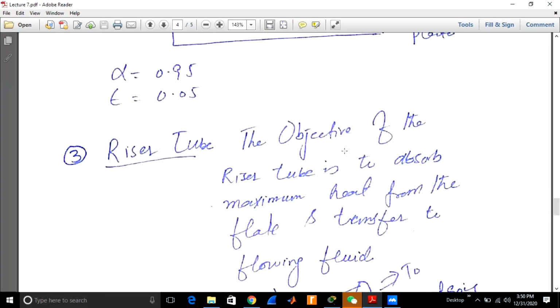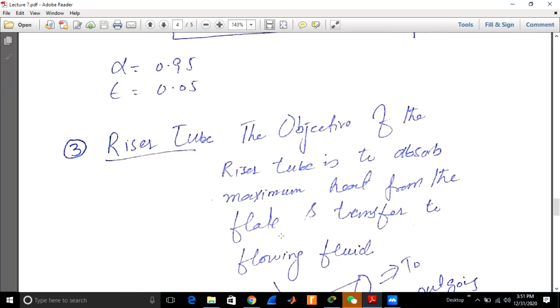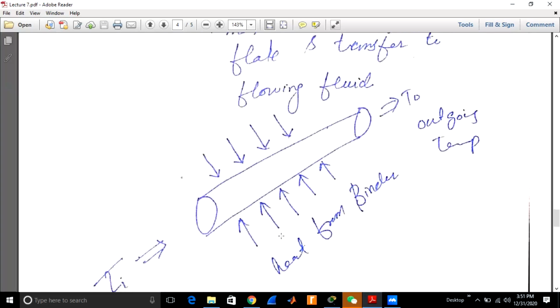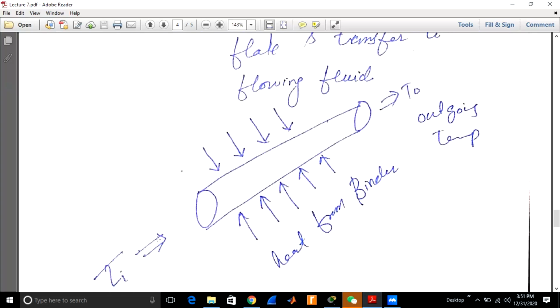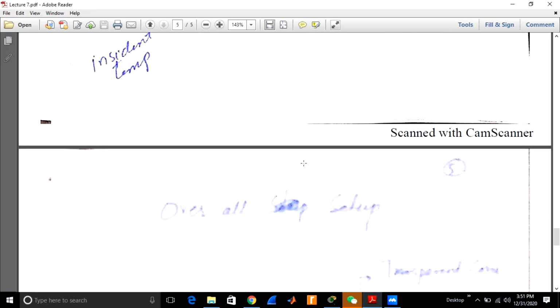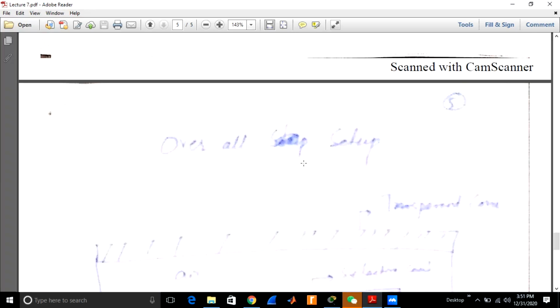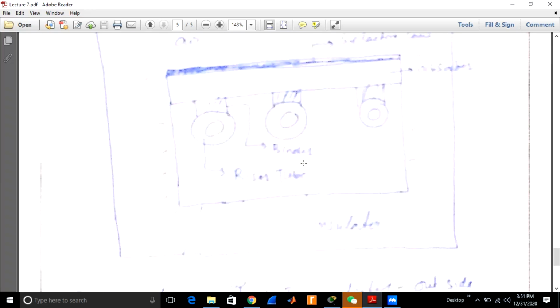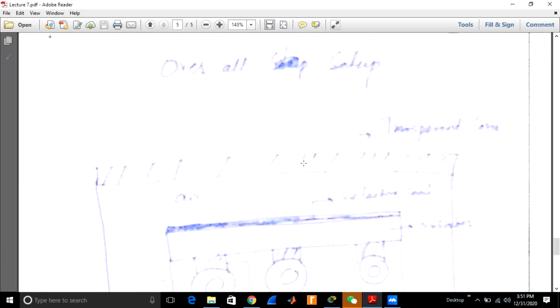And the riser tube: the objective of the riser tube is to absorb maximum heat from the plate and transfer it to the fluid. There will be fluid flowing whose inlet temperature is Ti and outlet temperature is T naught. The energy comes from the absorber plate to the riser tube, and it is given to the fluid. The fluid gains temperature, and then this hot water we will use. So this is the entire structure of the selective coating.